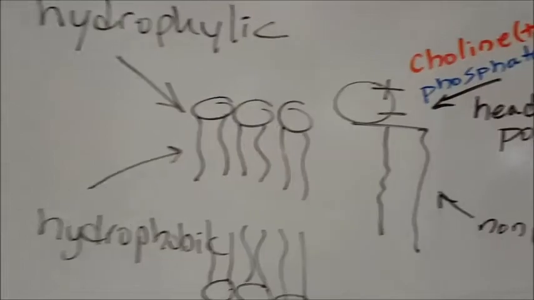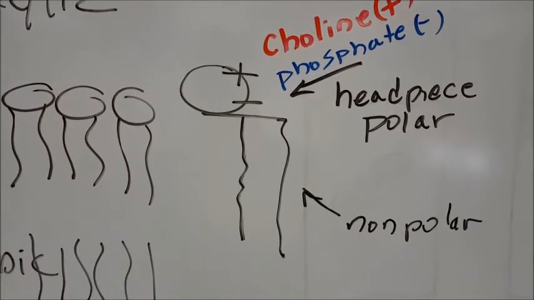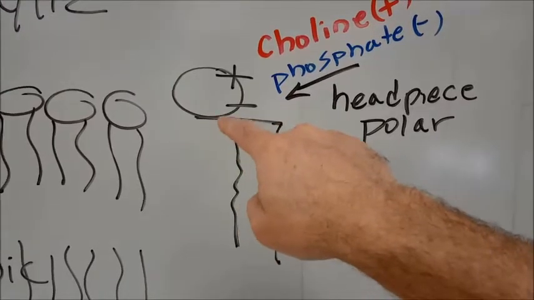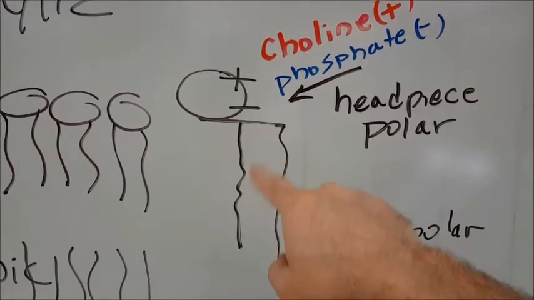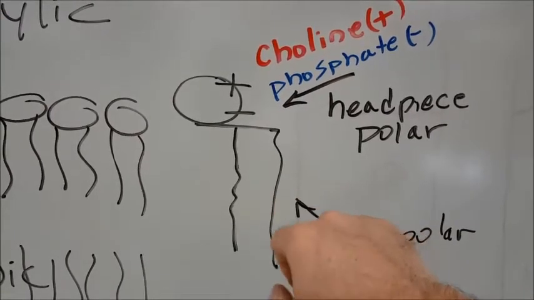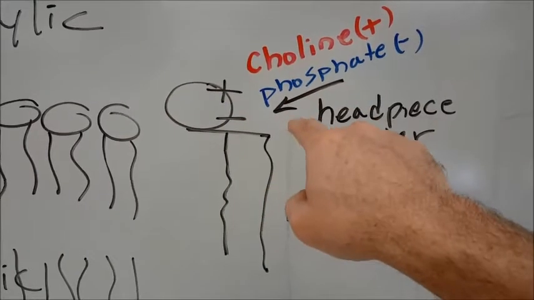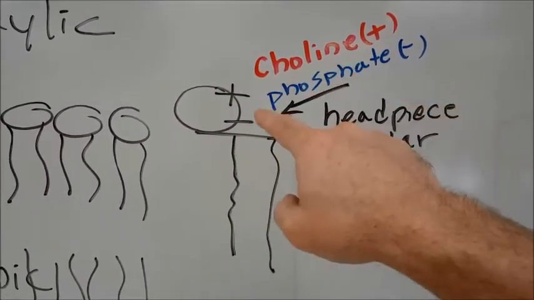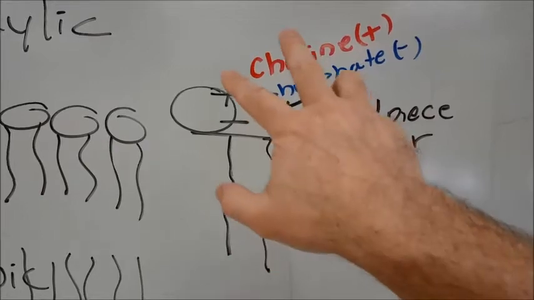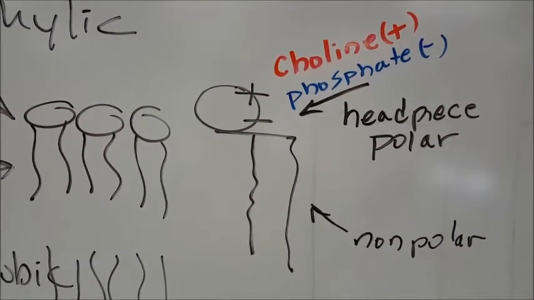To take a more detailed look at this molecule, it's actually constructed from a glycerol molecule and a couple of fatty acid chains. I think this one has a double bond and it kind of kinks sideways. The headpiece here is made out of choline and phosphate. The choline has a positive charge, phosphate negative, and this interacts well with water, which is a polar molecule.